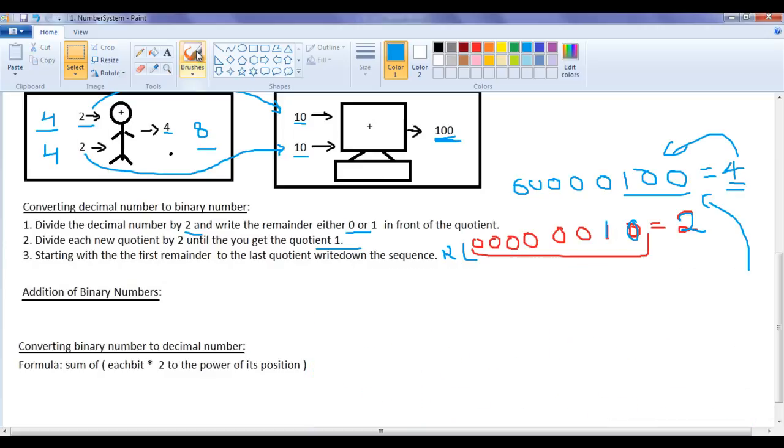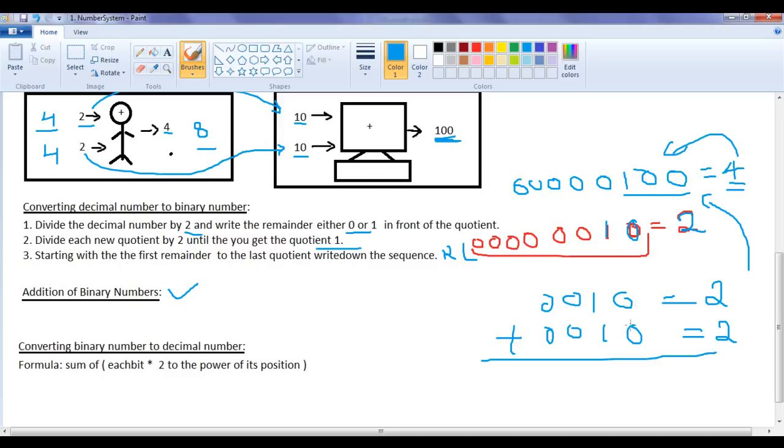Very good. And also I am going to discuss how we can add binary numbers. We know how to add decimal numbers. That is simple. How do we add binary numbers? Let's take, if it is a 4-bit machine, we write 0 0 1 0 to represent decimal number 2, plus 0 0 1 0, that is also decimal number 2. How do we add now? 0 plus 0 is 0, that is correct. 1 plus 1 is how much?